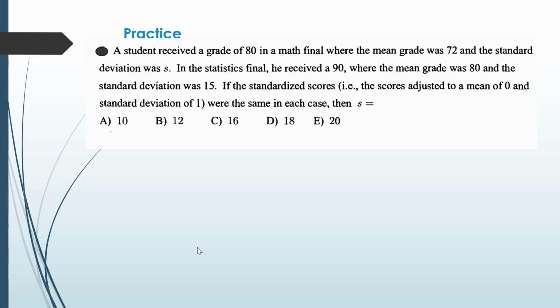So basically we have to find a z-score for both distributions and then we set them equal and solve for S. So the z-score of 80 is 80 minus 72 over S, and the z-score of 90 here is 90 minus 80 over 15. This is a very basic equation. So we derive it into a linear equation, and we have S is 15 times 80 minus 72 over 90 minus 80. So the answer is 12. So B is the answer. That's how you solve this problem.